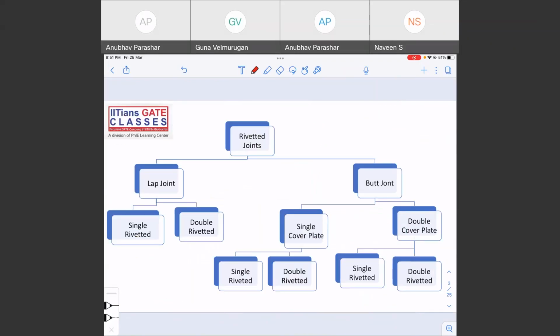Okay, what next? Let us enter into riveted joints, right? So riveted joints can be classified into lap joint and butt joint.